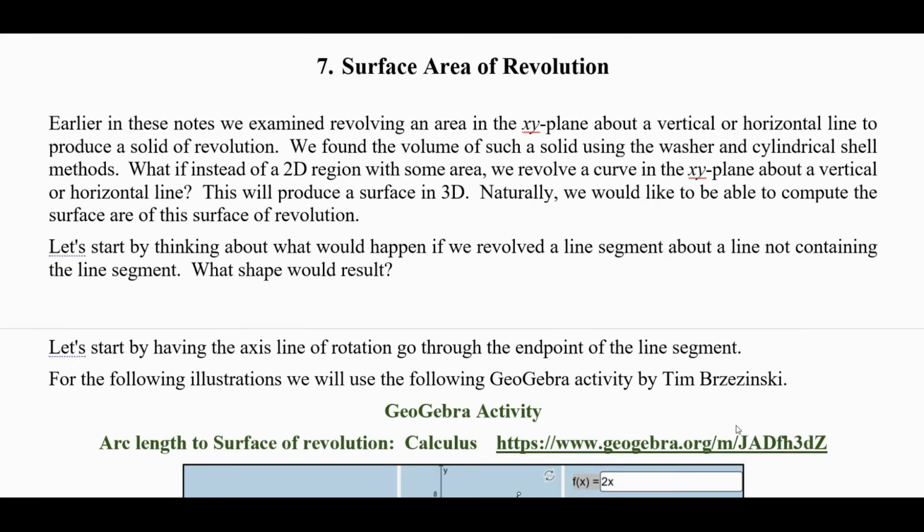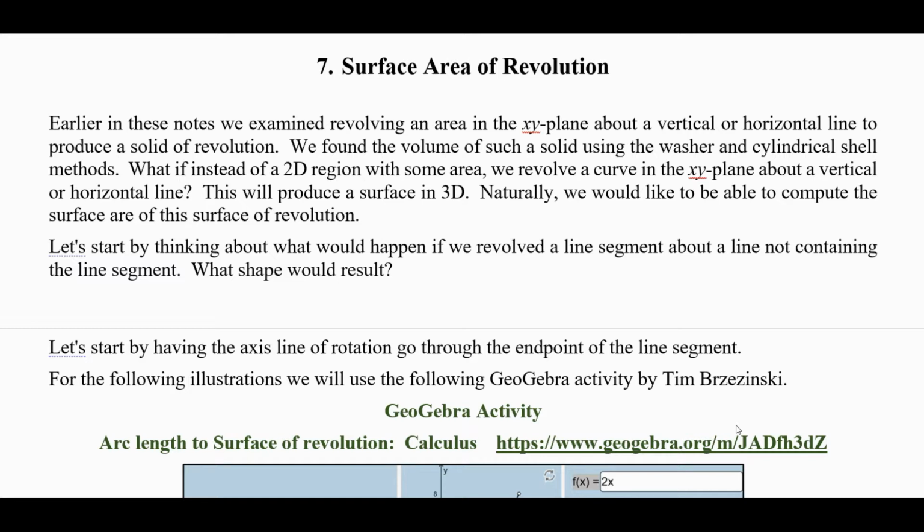In this video, we're going to be talking about surface area of a surface of revolution. So earlier in our videos and our notes, we examined revolving an area in the XY plane, a region that had some area, and then we revolved that around a vertical or horizontal line to produce a solid of revolution. We found the volume of such a solid using the washer and cylindrical shell methods.